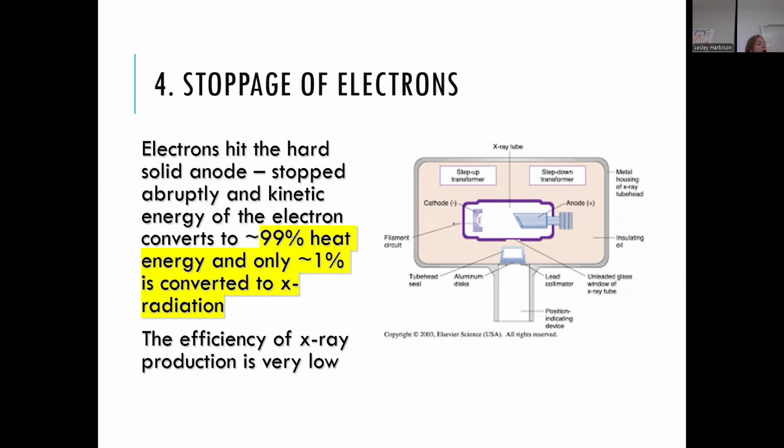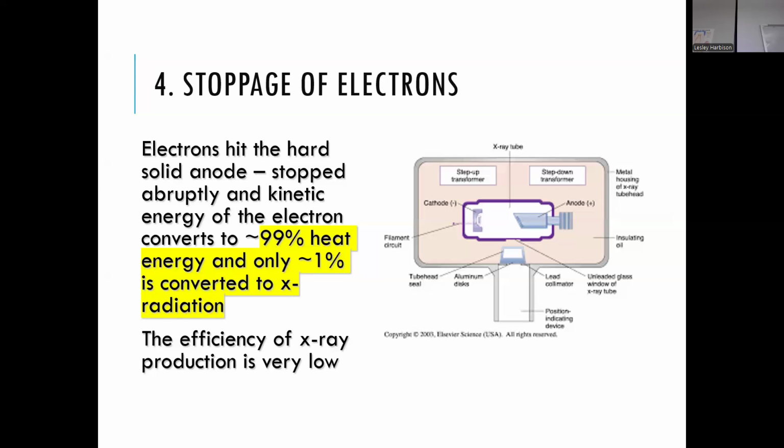So electrons hit the hard, solid anode, which is positive, and it stops those electrons abruptly, and a lot of kinetic energy is produced. Now, that kinetic energy is almost all heat, 99% heat. So that's a test question. Keep that filed away in your brain. So when this whole thing happens, it's very inefficient, really, because 99% of it is heat that just gets absorbed. It's not useful, it's not used for X-rays.